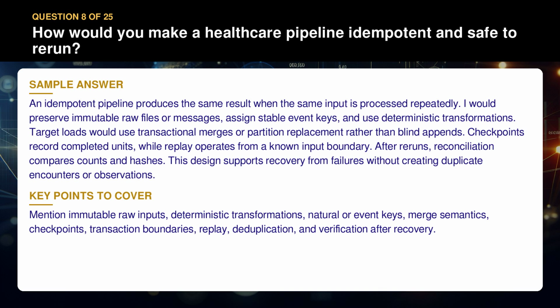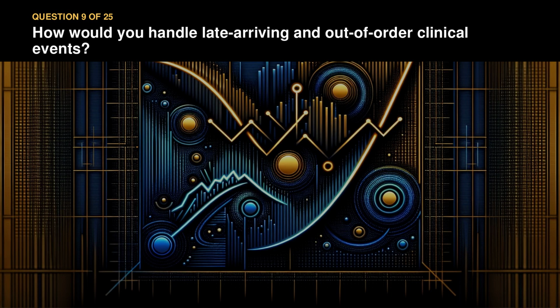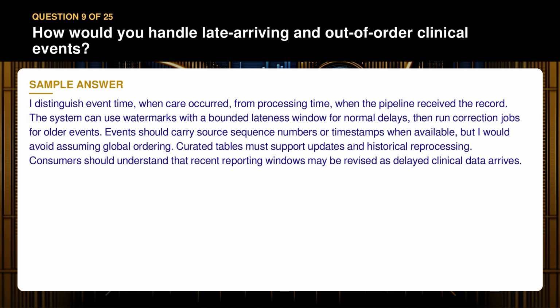Question 9. How would you handle late arriving and out-of-order clinical events? I distinguish event time, when care occurred, from processing time, when the pipeline received the record. The system can use watermarks with a bounded lateness window for normal delays, then run correction jobs for older events. Events should carry source sequence numbers or timestamps when available, but I would avoid assuming global ordering.